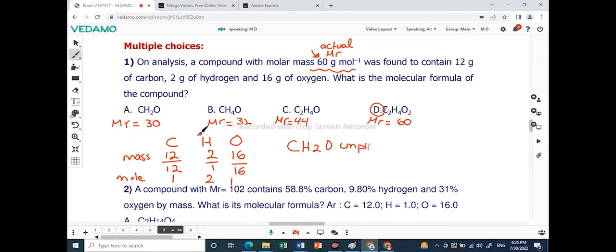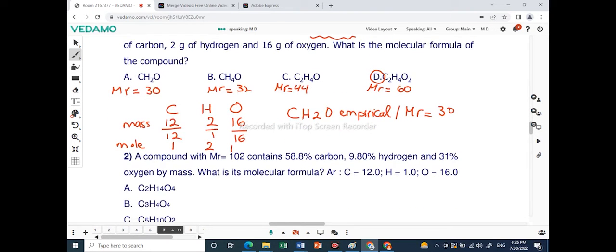But this is your empirical formula, so you will not stop at this step. You will continue your calculation by taking the molar mass of the empirical formula, dividing 60 over that molar mass, and finding the number, which will be 2 once more. If you want to find the molar mass of this compound, it will be equal to 30. Then you divide 60 over 30. The answer will be 2, then multiply by 2, and it will be the same answer.